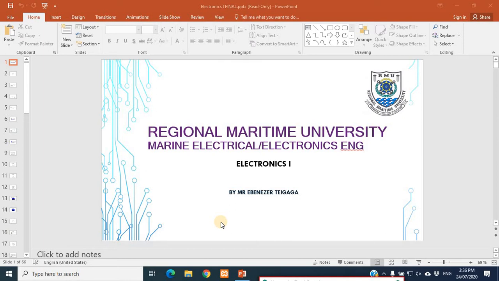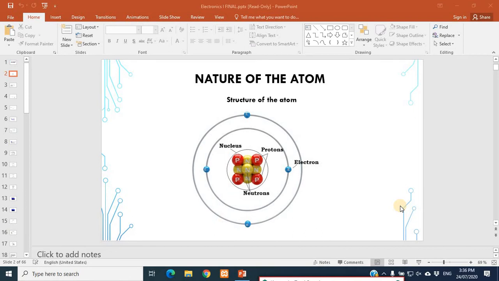And we cannot talk about the electron without looking at the atom. So to start with, we'll be looking at the structure of the atom. I believe we are all familiar with the atom. We've learned it in secondary school. The atom usually has the core, which is the nucleus, and it has various shells around it.